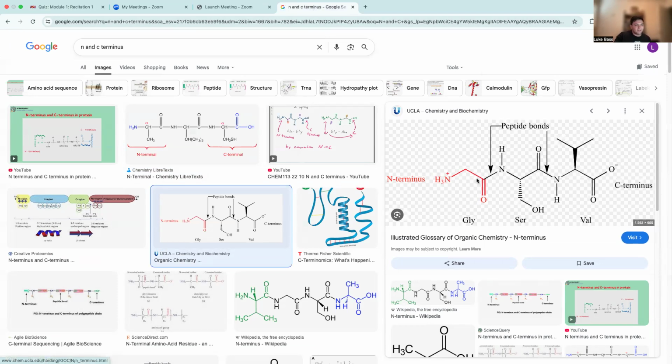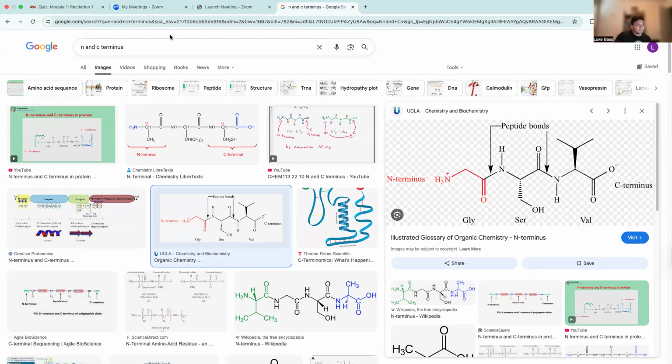kind of similar to DNA where you have 5' and 3' ends just based off of whatever carbon on the ribose sugar is sticking out, you're going to have N and C termini because of the chemical group that's on the ends of the polypeptide chain. So starting on the left side over here, you're going to have the N terminus with the amine group. Now on the right side, you're going to have the C terminus.